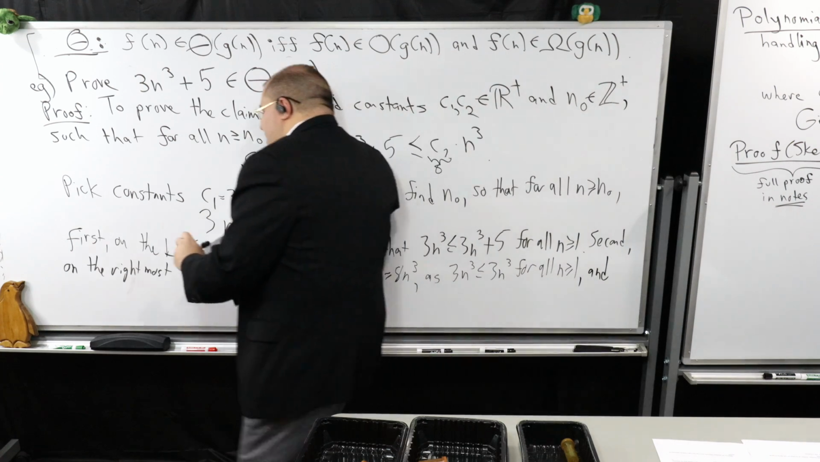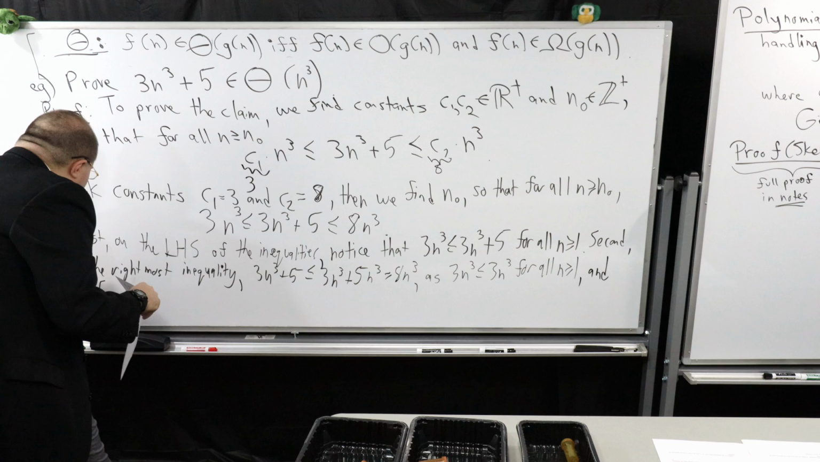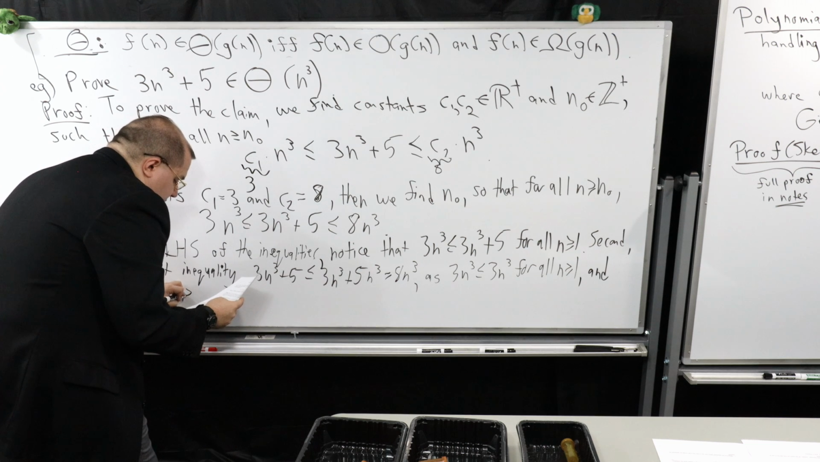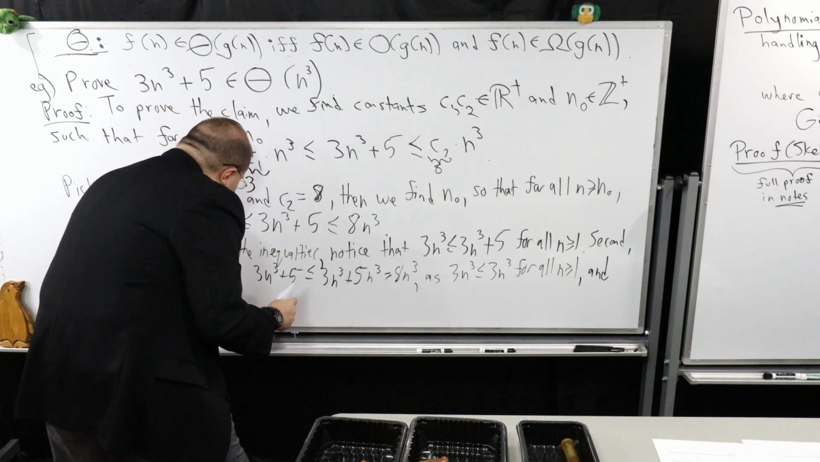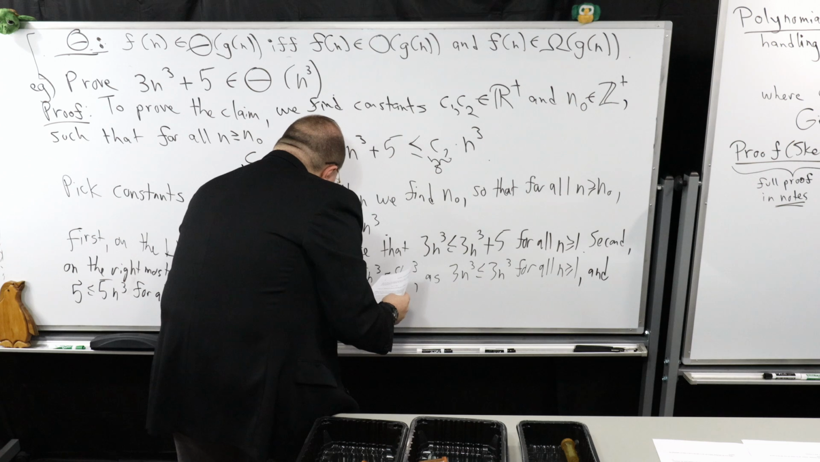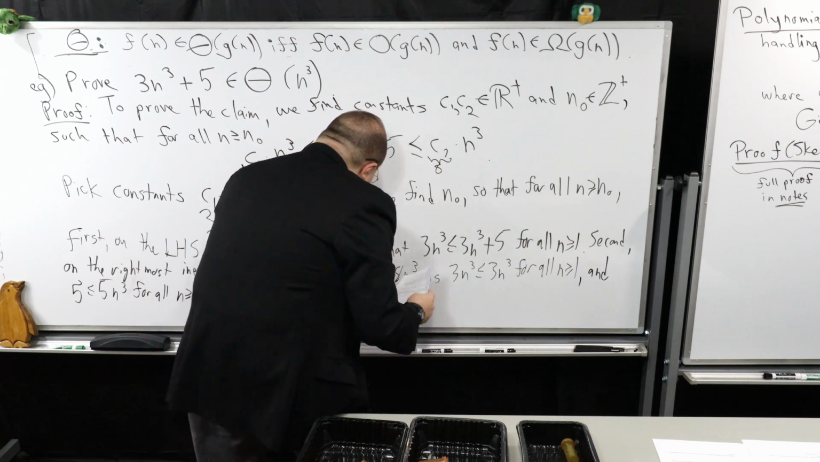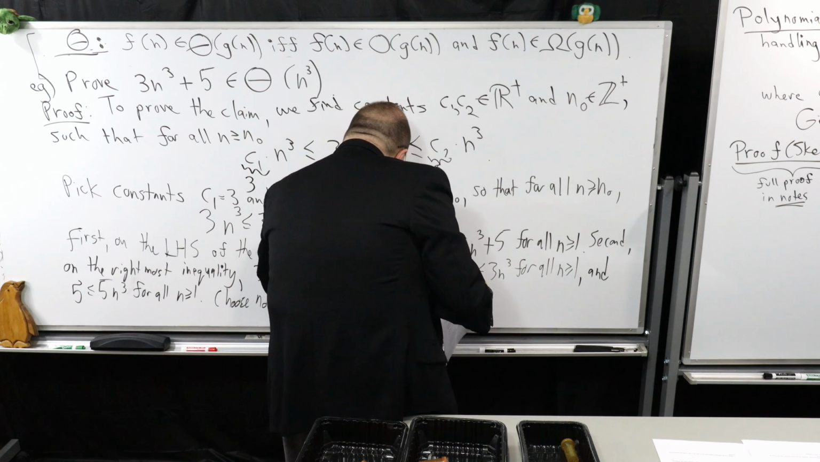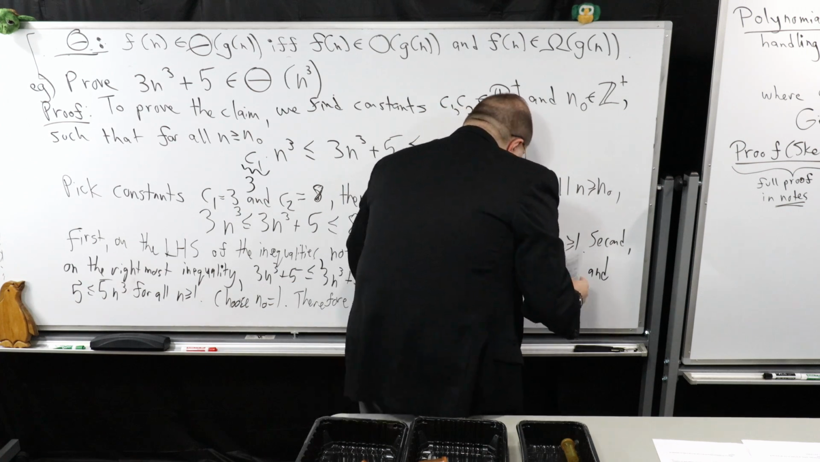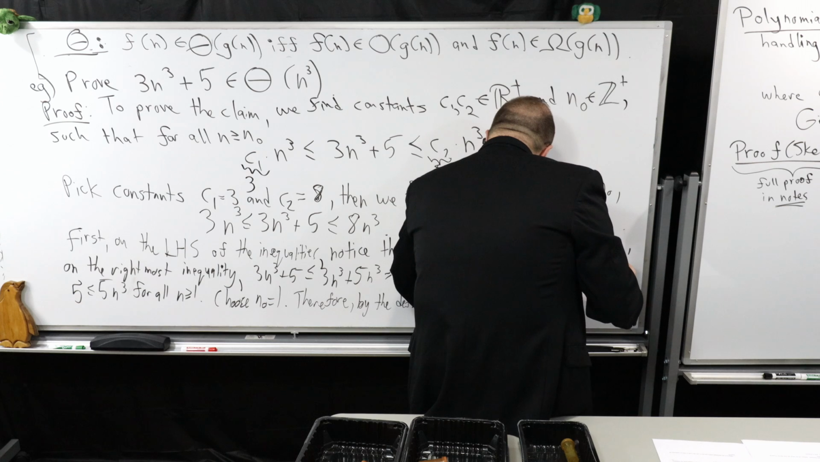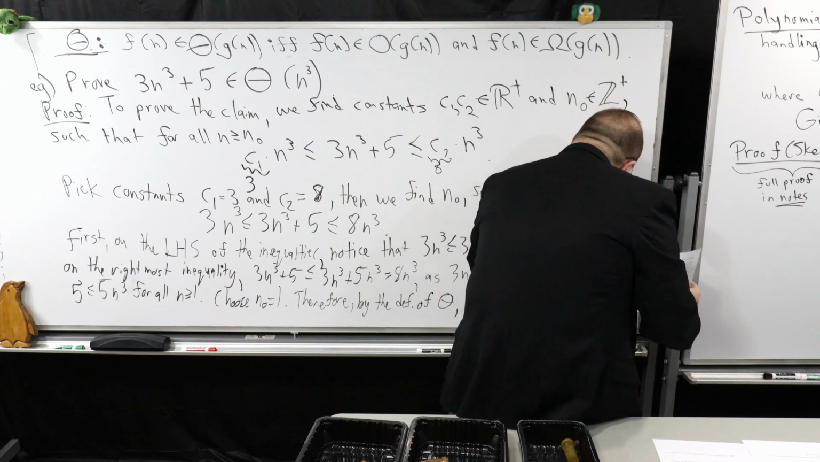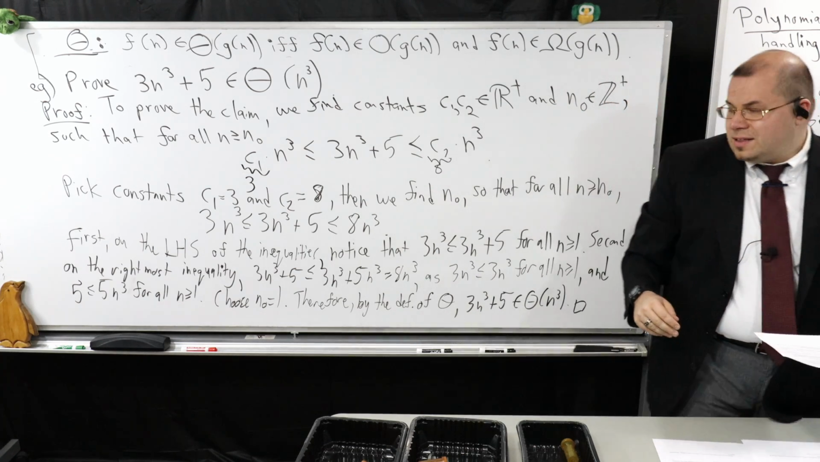And 5 is less than or equal to 5n cubed for all n greater or equal to 1. So I'm going to just simply choose n0 equal to 1. Therefore, by the definition of big theta, 3n cubed plus 5 is big theta of n cubed. And we're done.